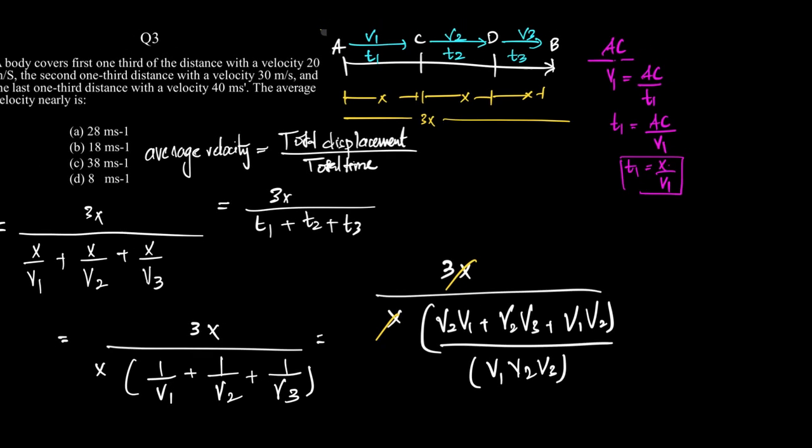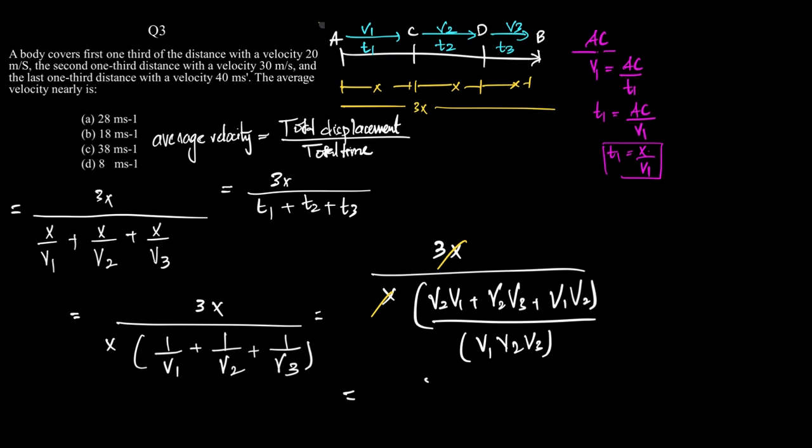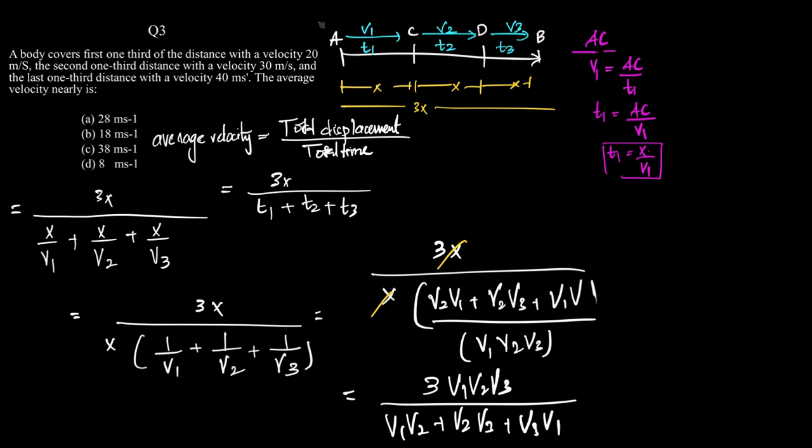So what would be the final average velocity? It would be nothing but 3 times V1 V2 V3, the whole upon V1 V2 plus V2 V3 plus V3 V1. And those students who have a doubt here, I think I just made a small error here. This is not V1 V2, this is V1 V3. Sorry for that error.